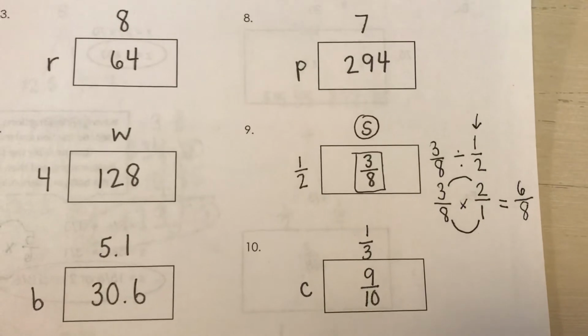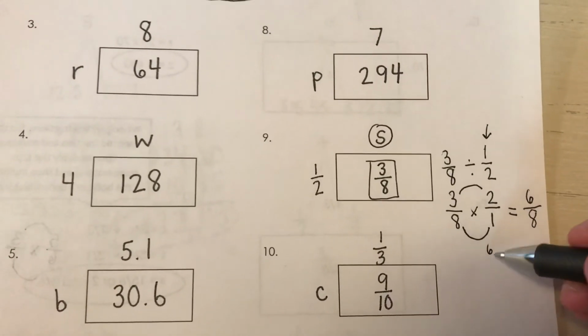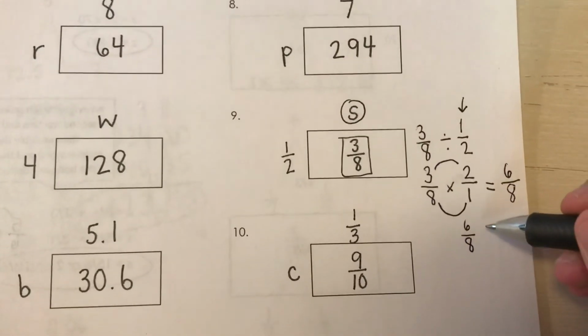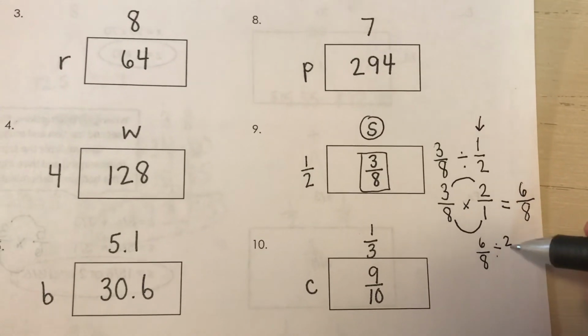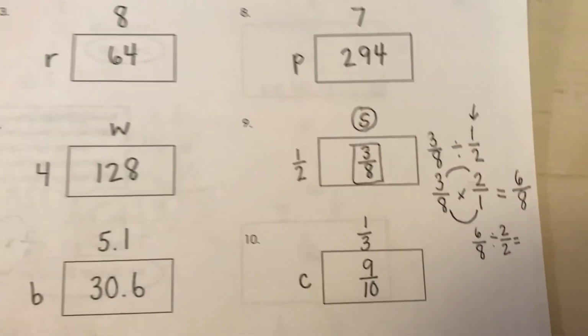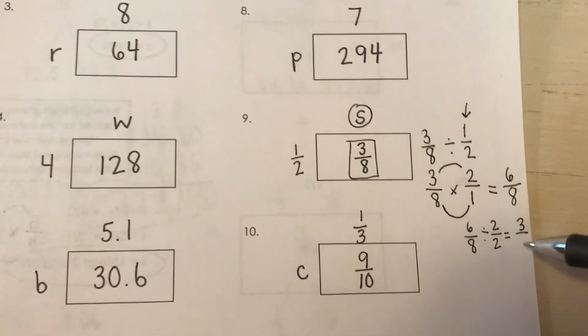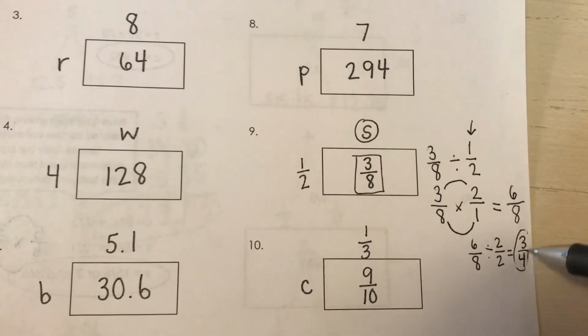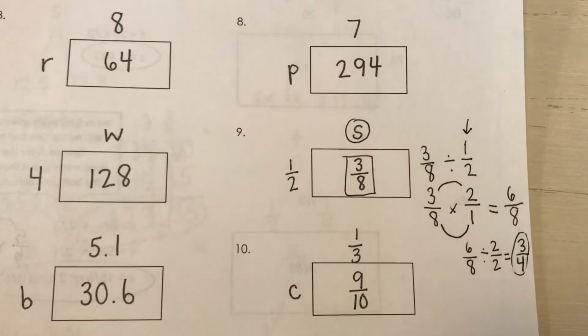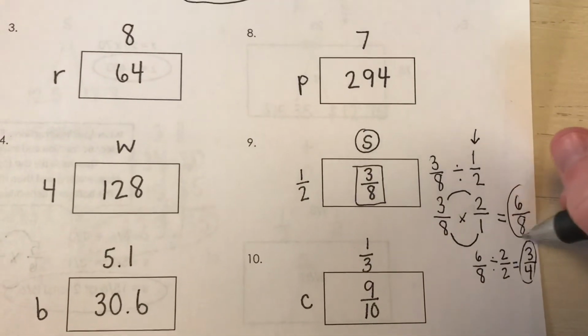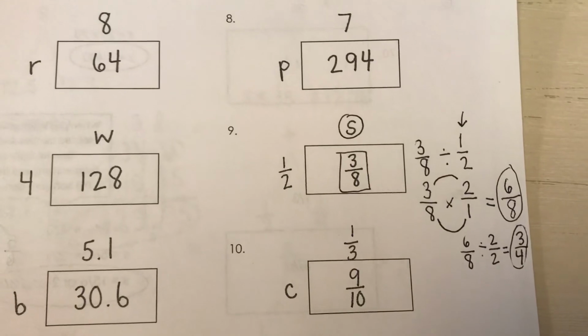Now for my friends who remember how to reduce these fractions, I know that 6/8 can be divided by 2 on the top and bottom. So 6 divided by 2 is 3, and 8 divided by 2 is 4. If you know how to simplify fractions, great. Hopefully that was helpful. If not, that 6/8 works perfectly fine as well.